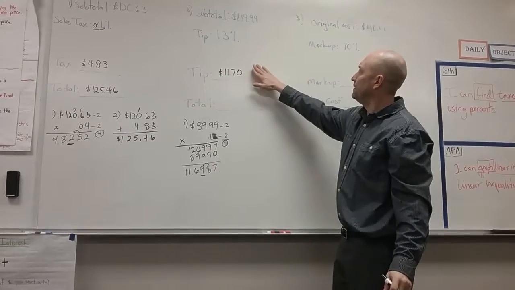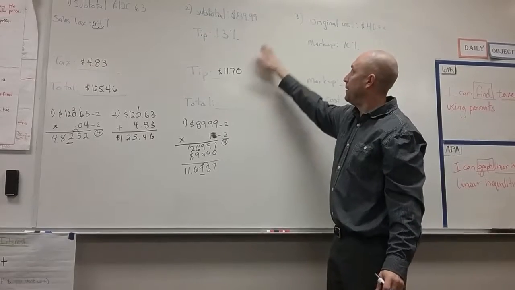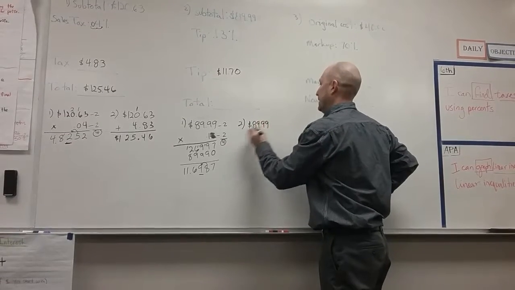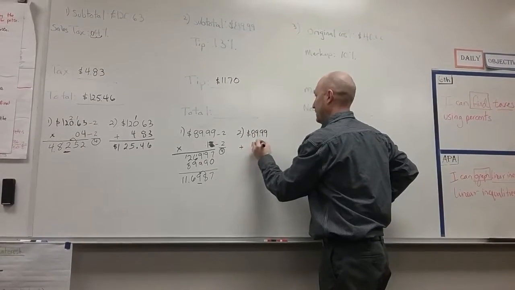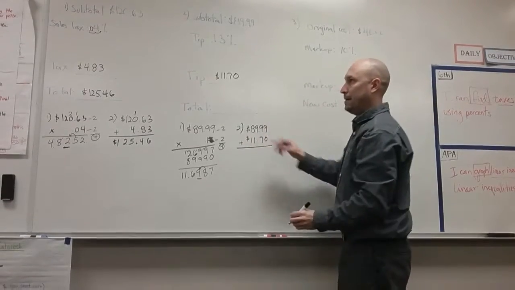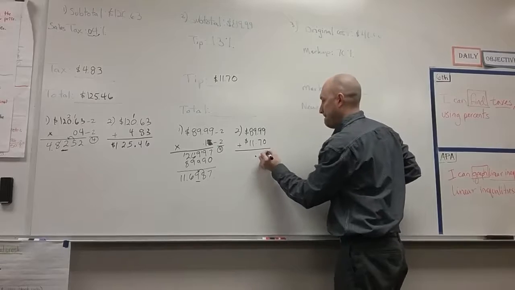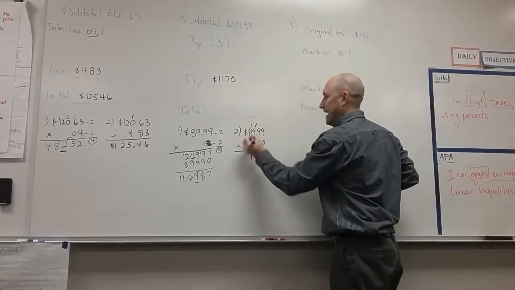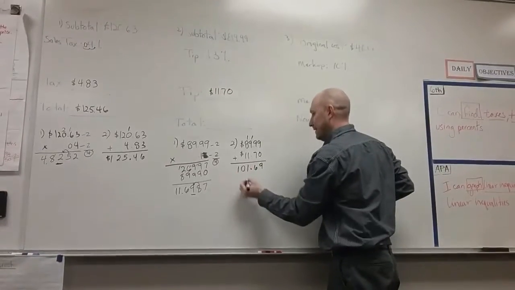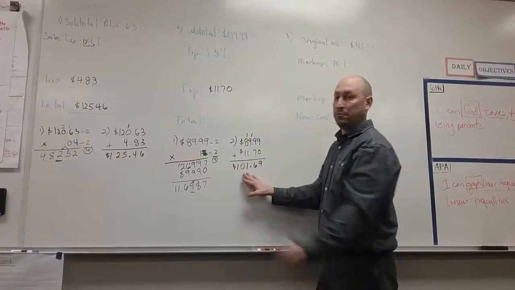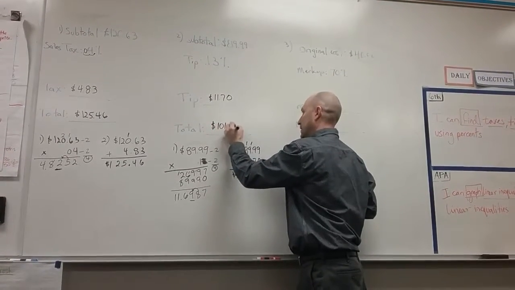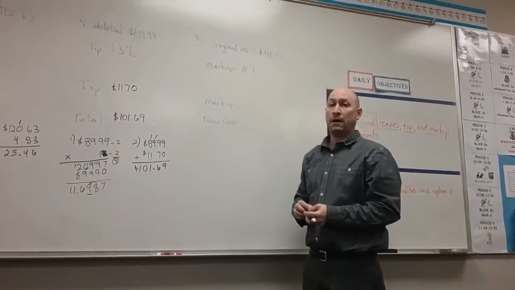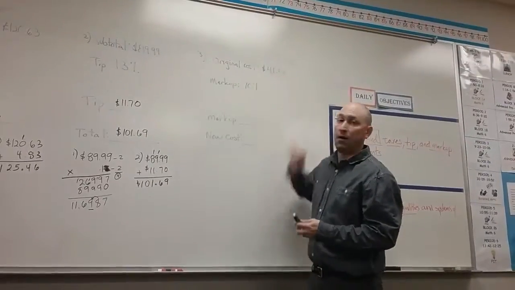Now, I'm going to add this amount back onto the original subtotal as my final step. 89.99 plus $11.70. My decimals line up. I bring down my decimal and I add 9, 16, 9 plus 1 is 10, plus 1 is 11, 8 plus 1 is 9, plus 1 is 10. So my final bill would be $101.69.